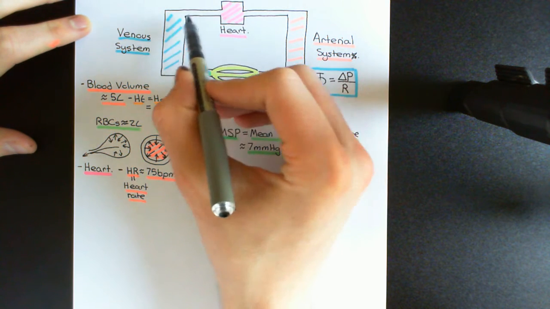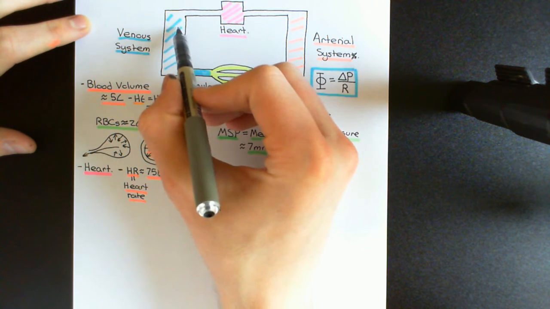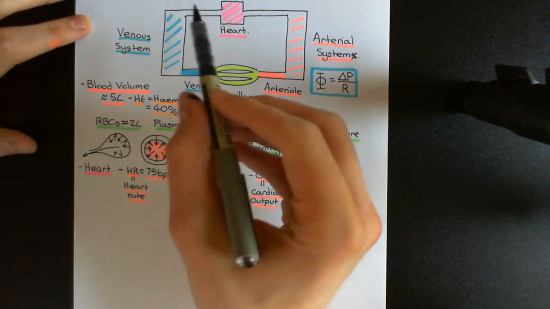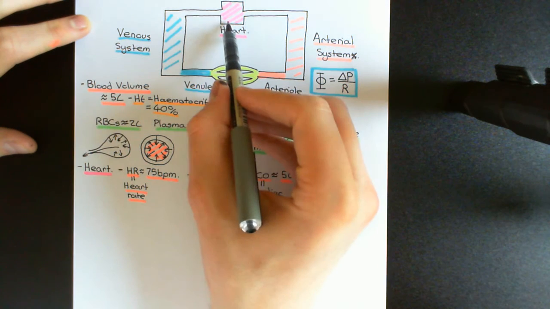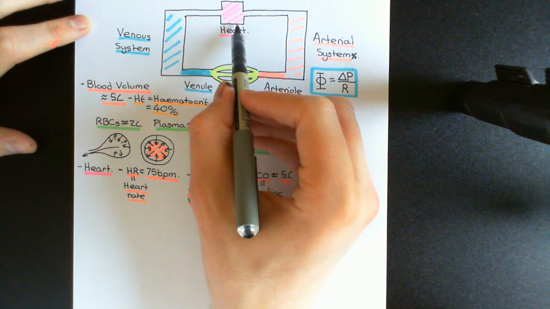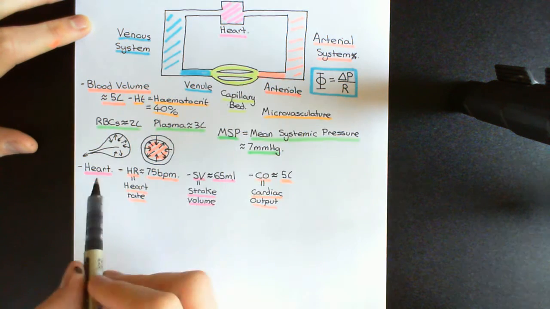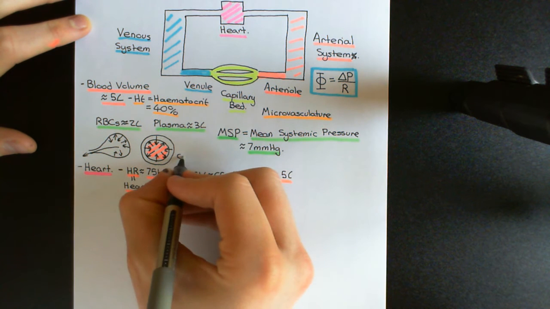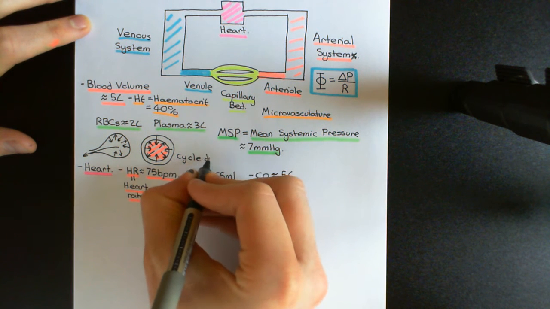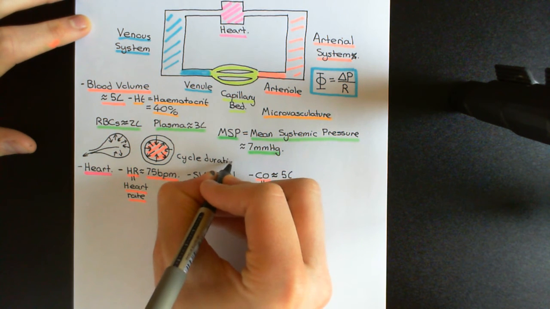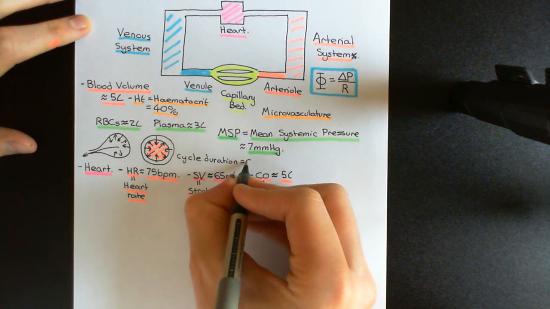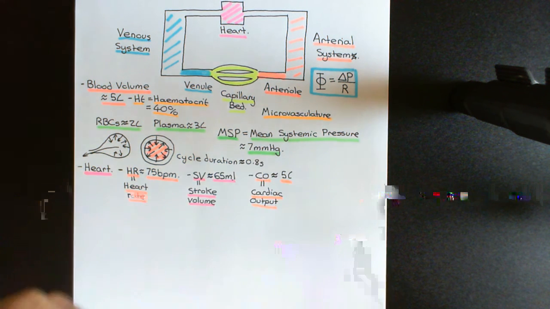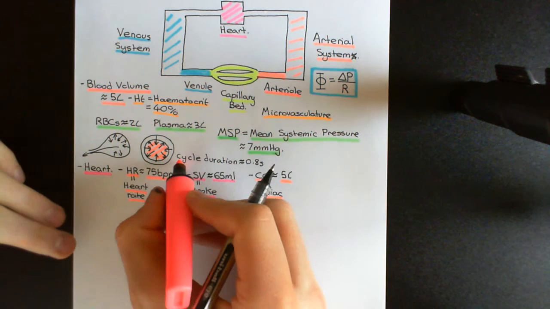Then it will do its second beat and it will move another 65 milliliters of blood from the venous side to the arterial side. The question that I want you to consider is, by the time the heart does its second beat, which will be after 0.8 seconds from the first beat commencing, because a rate of 75 beats per minute gives a cycle duration, a time for each beat. That's another important concept. Cycle duration just means the time taken for each beat of the heart. That will be 0.8 seconds.